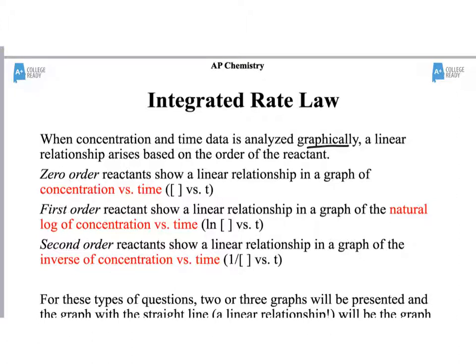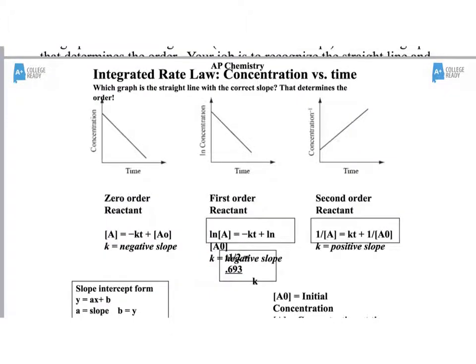So zero order is concentration versus time. First order is the natural log of concentration versus time. And second order is 1 over concentration versus time. Gotta learn them. All right.